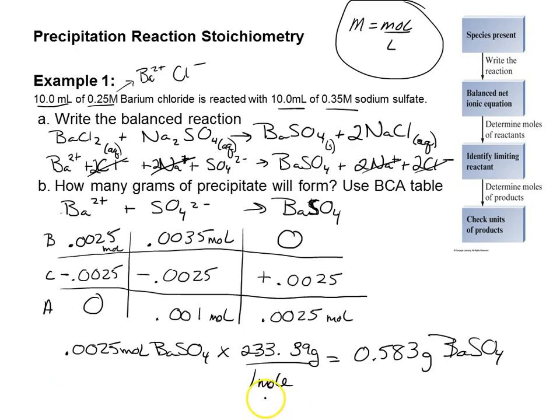In terms of sig figs, what do we need here? Well, we've got 2 sig figs in my volume, 2 sig figs in my volume. I'm not going to really count that as much, so I'm going to stick with my 3 sig figs for the barium sulfate.